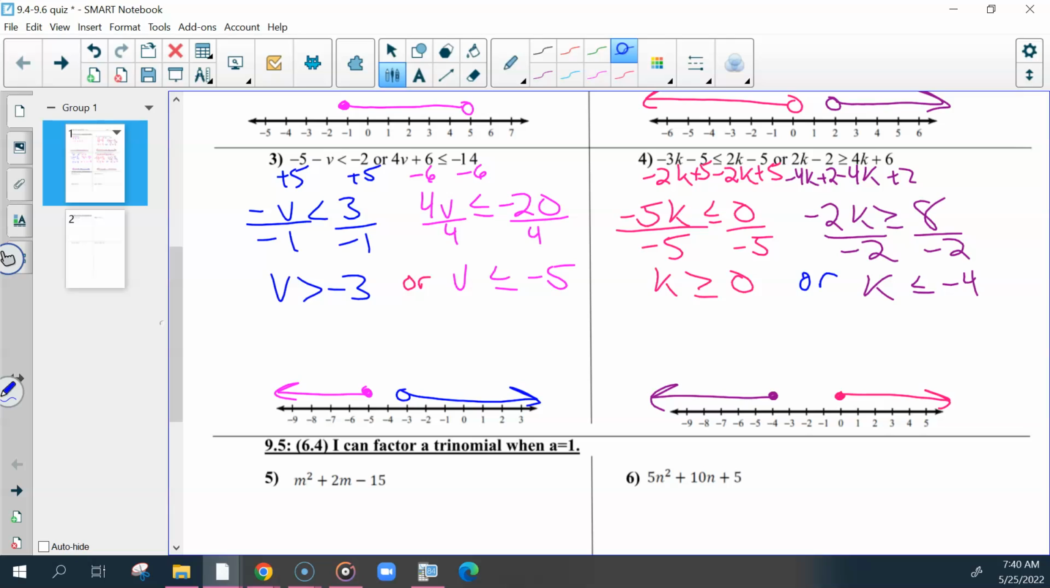So that was again 4 points. So total, this section was worth 15. Do we have any questions on that one or this section in general?